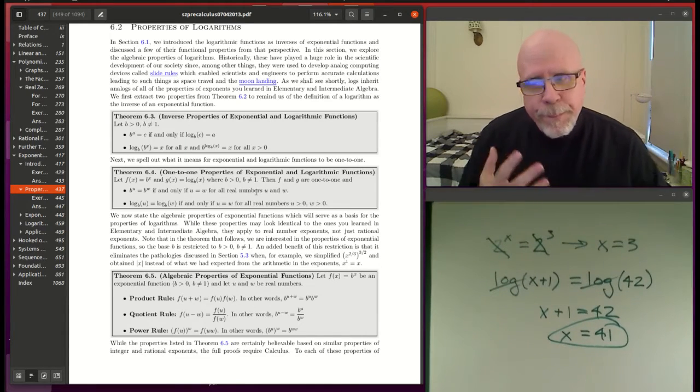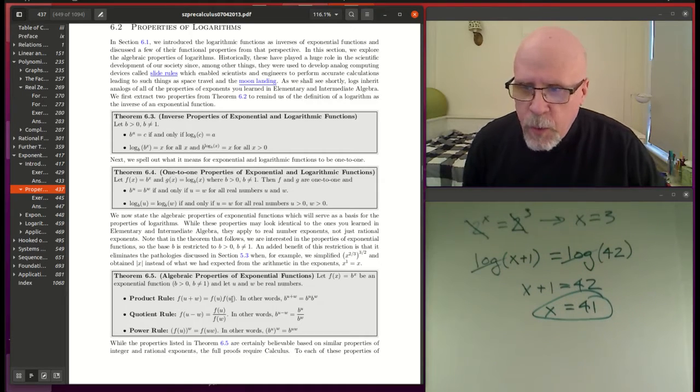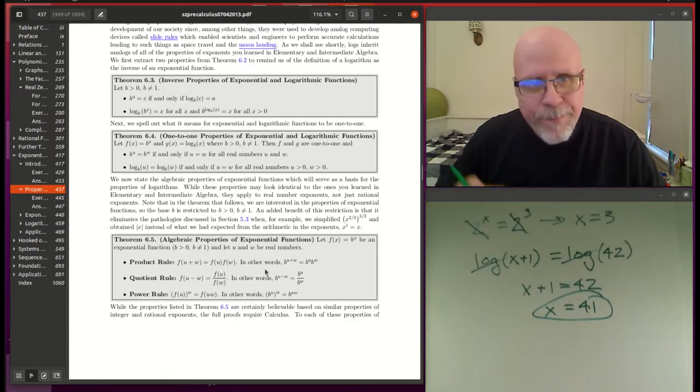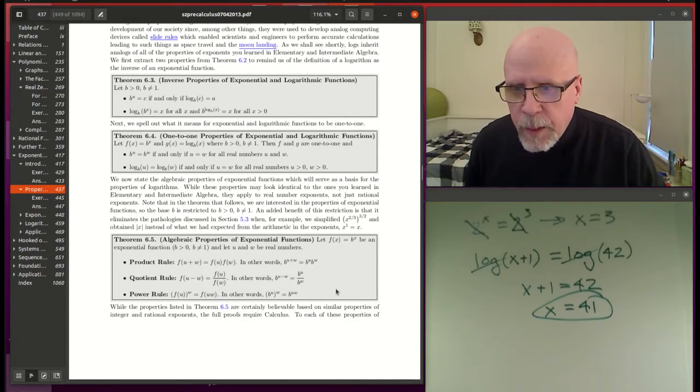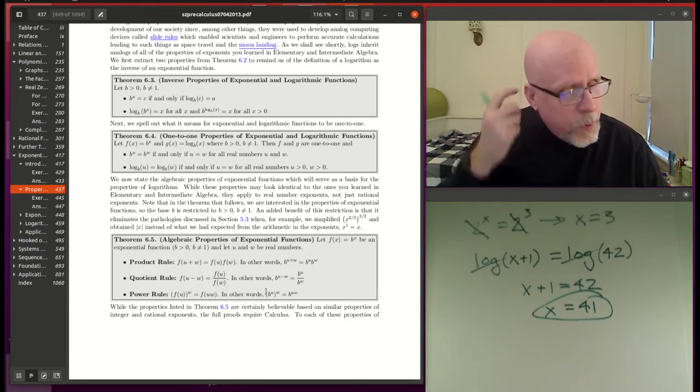Well, the thing that remains for us to do is understand two more things out of this section. One I began, but I think I'm going to take it fresh and completely reintroduce this. The 3 different algebraic rules that are applied with exponentials, and then there are corresponding things with logarithms.